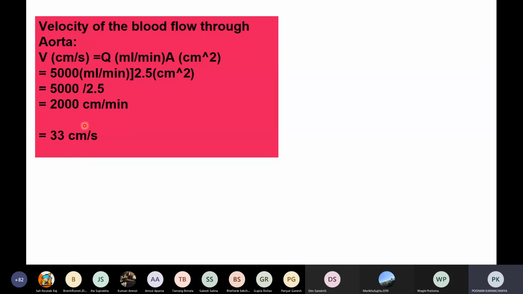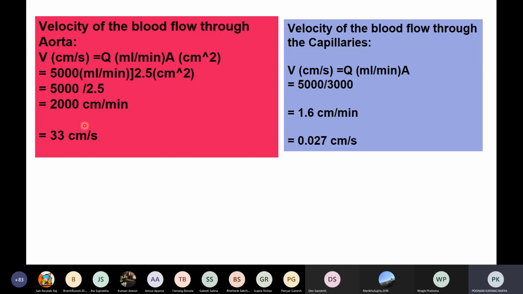Now let us see at the capillaries. How will be the velocity of the blood flow in the capillaries? So it should be more or less. What do you think? In the capillaries, the blood flow should be more or less. Anyone can answer? Less. Less, ma'am. More. Velocity of the blood flow in the capillaries should be more or less. Less. Velocity will be less. It should be less. So let us see how the blood flow in the capillaries can go less.